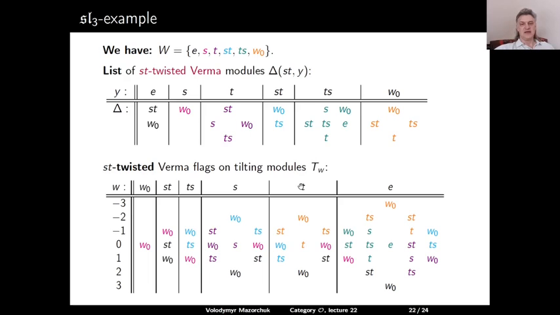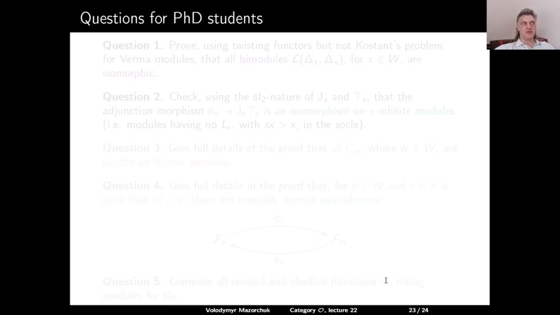So similarly, TT has delta STW0 on top, and then delta STST and delta STS in the middle, and delta STE in the socle. The tilting module TE has delta STW0 on top, delta STTS in the middle, delta STST in the middle, and then underneath them we have delta STS and delta STT, and then in the socle we have delta STE. So let us finish with some questions for PhD students.